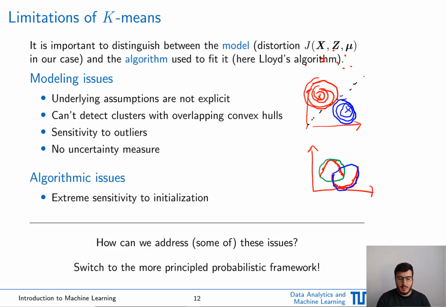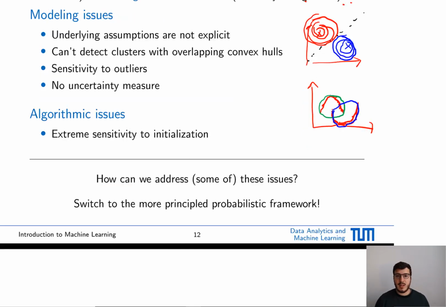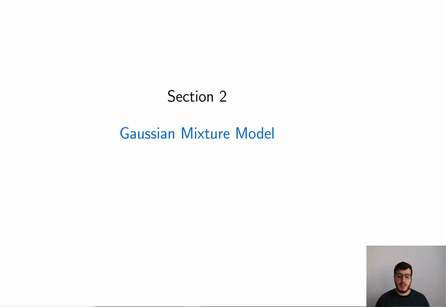As we talked about before, we have the issue with initialization, which comes from Lloyd's algorithm, but we proposed something which can give us some good solution, though it's not guaranteed to always work. So in order to tackle at least some of these issues, we're going to switch to a more probabilistic framework, and we're going to discuss a different model, which is called the Gaussian mixture model.